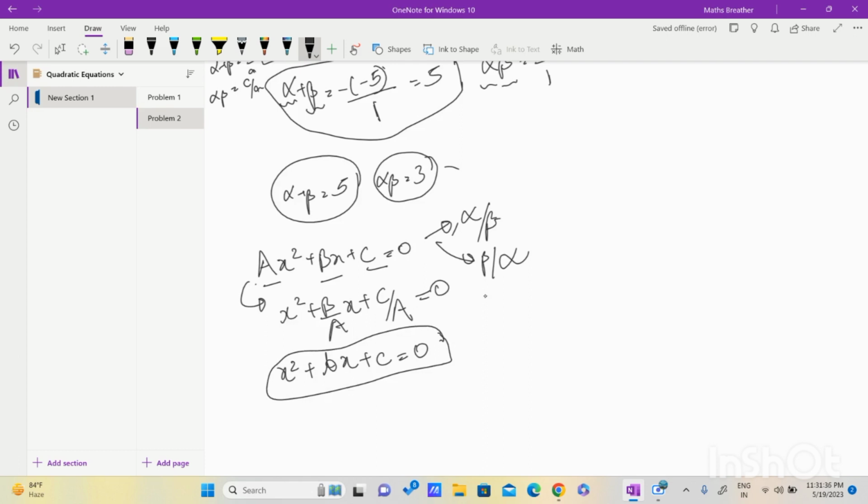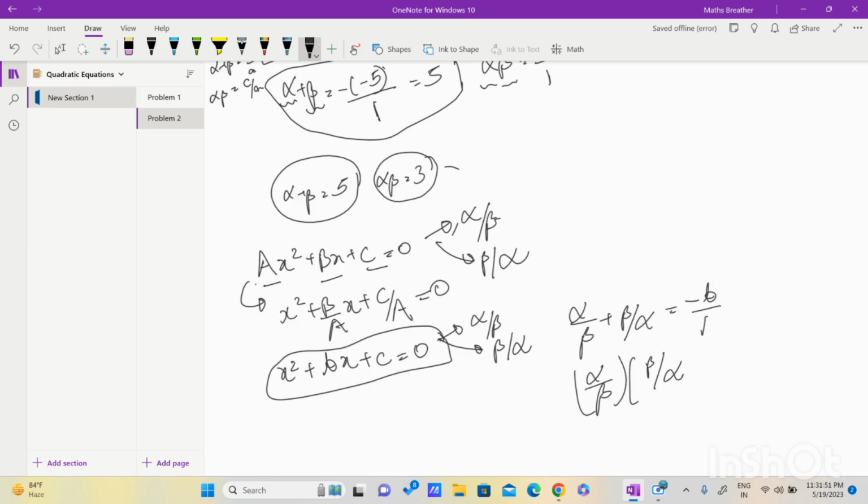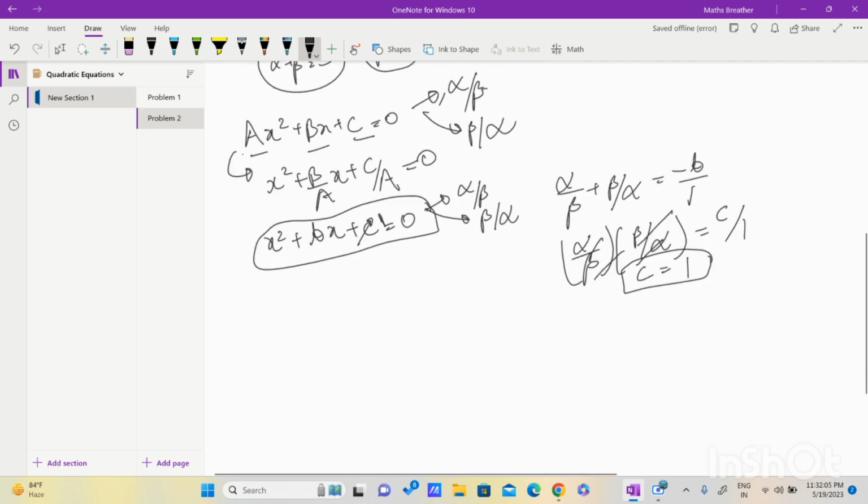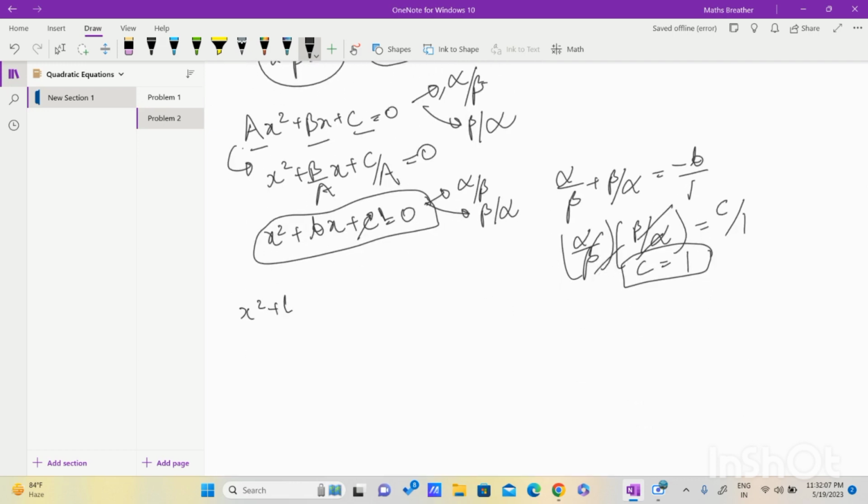So alpha upon beta is one root, beta upon alpha is another root. Now alpha upon beta plus beta upon alpha, from this equation, is minus b upon 1. Now alpha upon beta times beta upon alpha is c upon 1. This number gives you c as 1. So c goes to 1. Now the only thing which remains is this number, to calculate b.